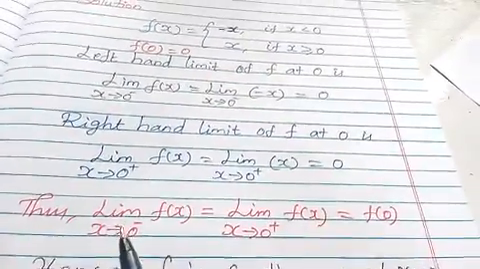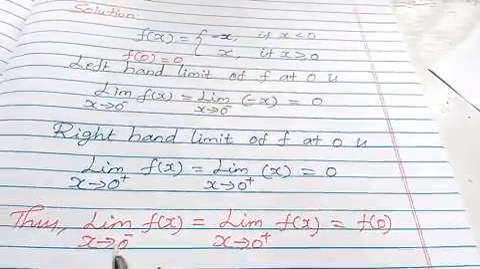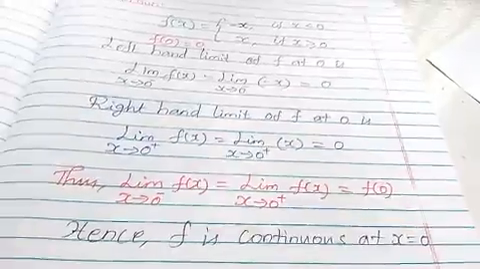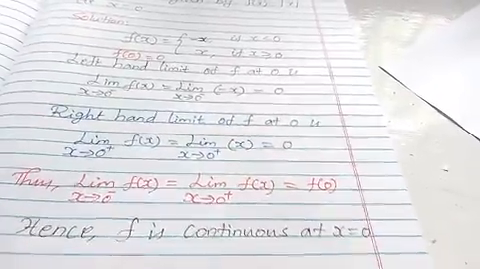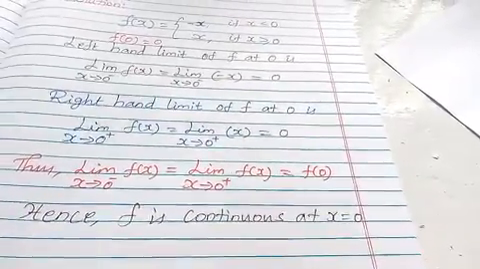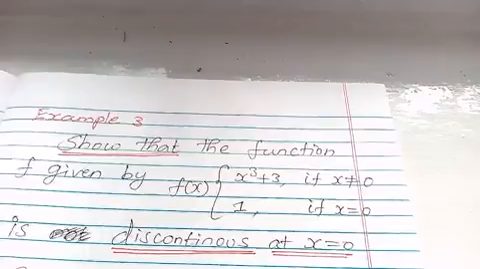So here left hand limit of f of x, right hand limit of f of x and f of 0 all have equal value which is equal to 0. So the function f is continuous at x is equal to 0. Hope it is more clear how to find the continuity of the given function. Okay, let us see one more example.